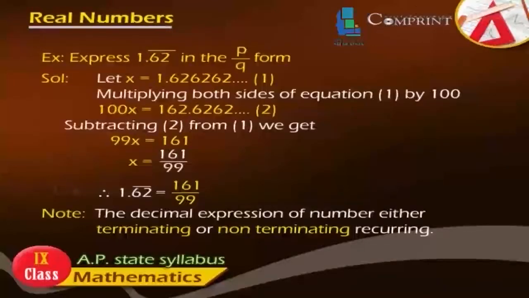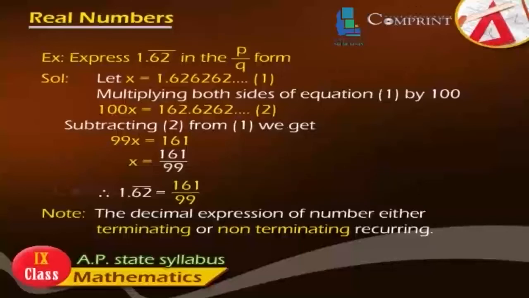Example, express 1.62 bar in the p by q form. Solution. Let x is equal to 1.626262 and so on, be equation number 1. Multiplying both sides of equation 1 by 100, we get 100x is equal to 162.6262 and so on. Let us assume this as equation number 2.